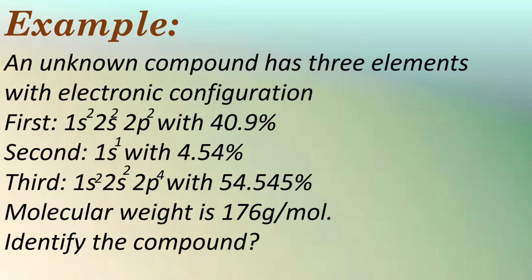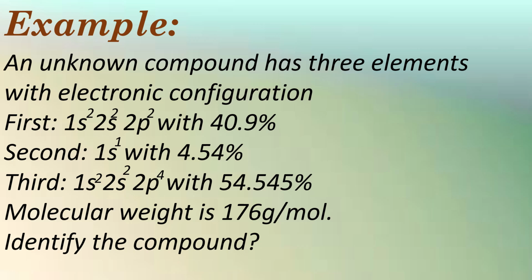So electronic configuration of three elements are given and their percentages of atoms in a compound are given. We have to detect the compound. Molecular weight is also given. Here S orbital is spherical in shape, P orbital is dumbbell in shape, D orbital is clover leaf shape, and F orbital is complex in shape.